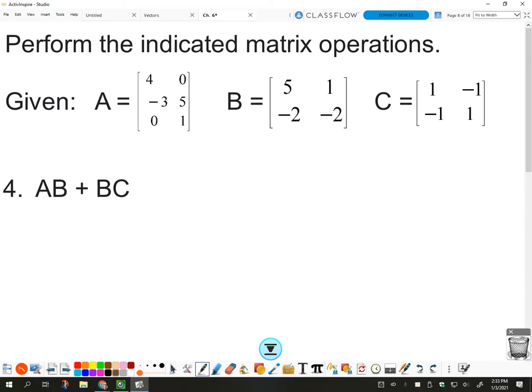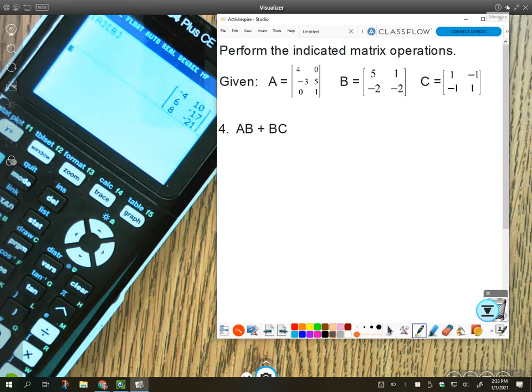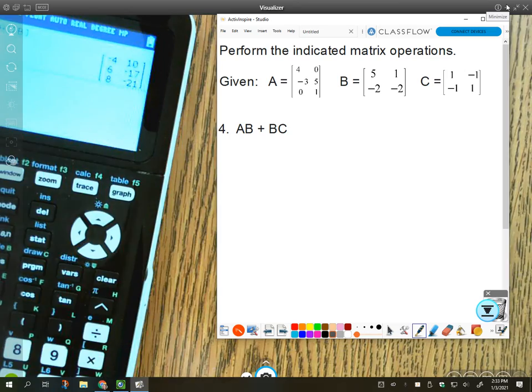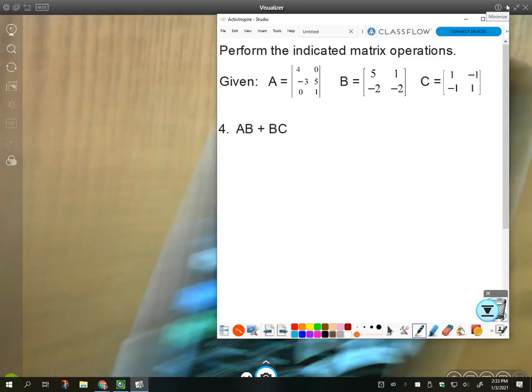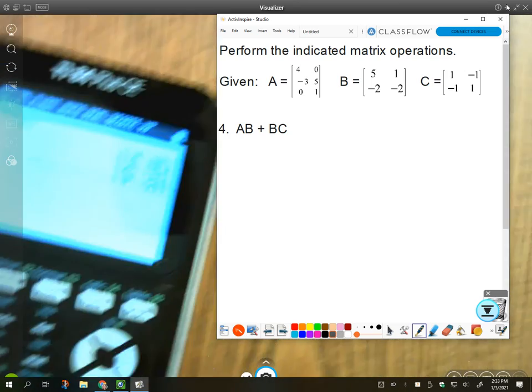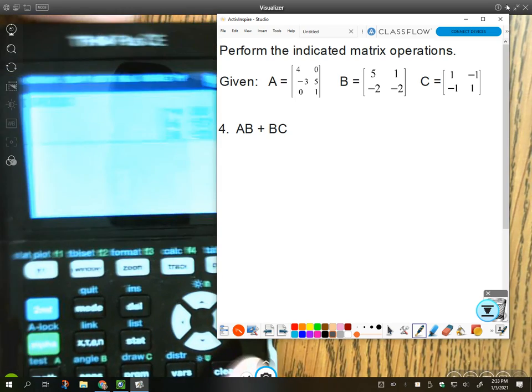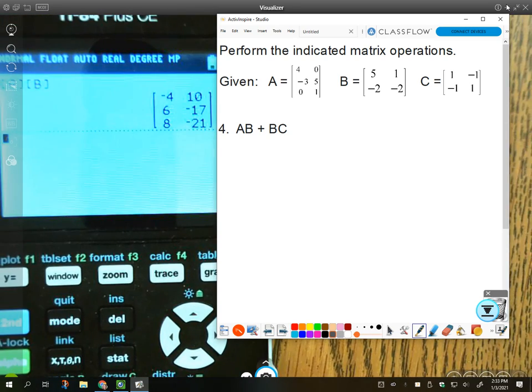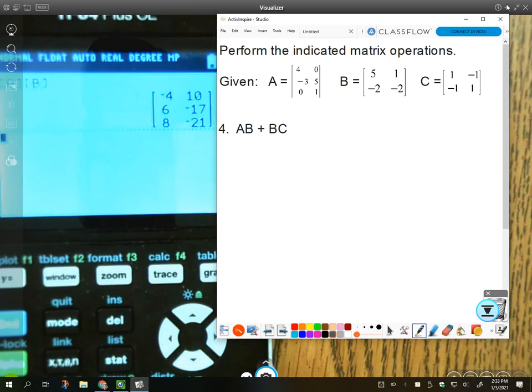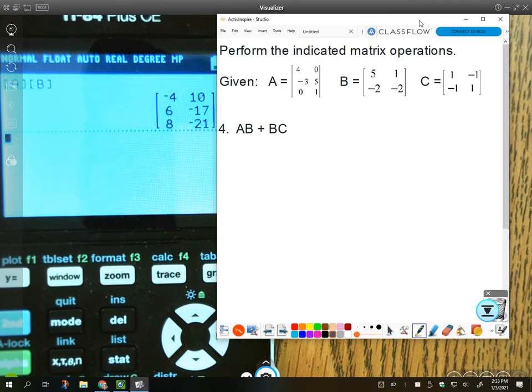What this is actually asking us to do is multiply A times B, multiply B times C, and then add them together. Well, there's no reason to do all that by hand when your calculator will do it for you. So again, let's see if I can make this be visible without holding my calculator all wonky jawed. Okay, that seems better.